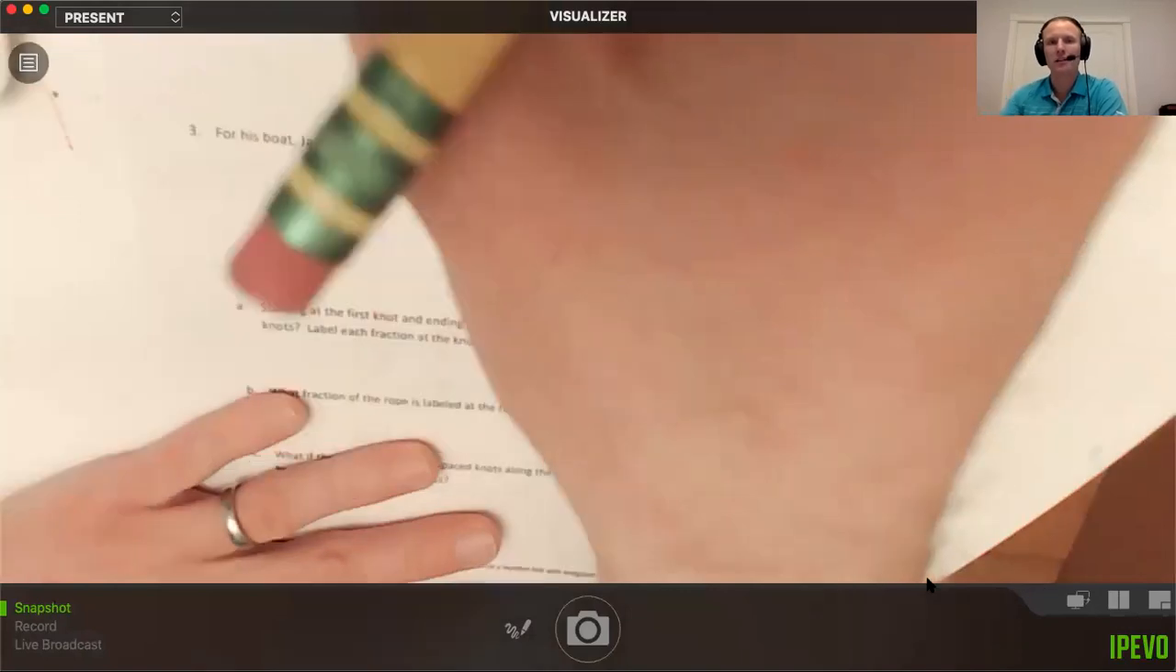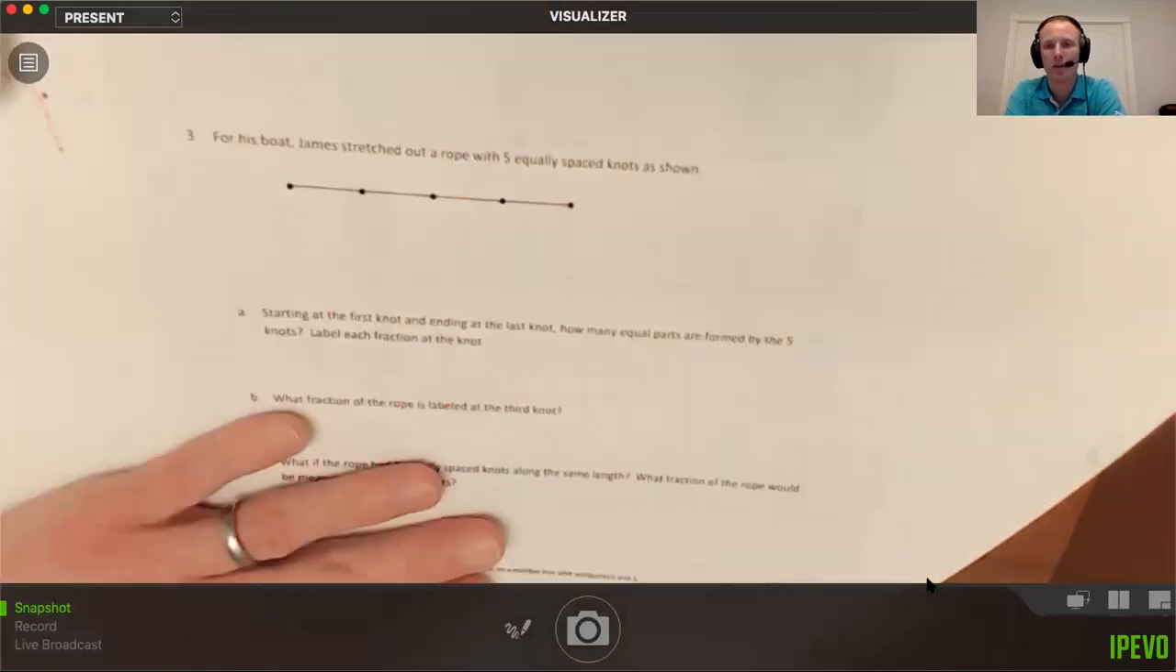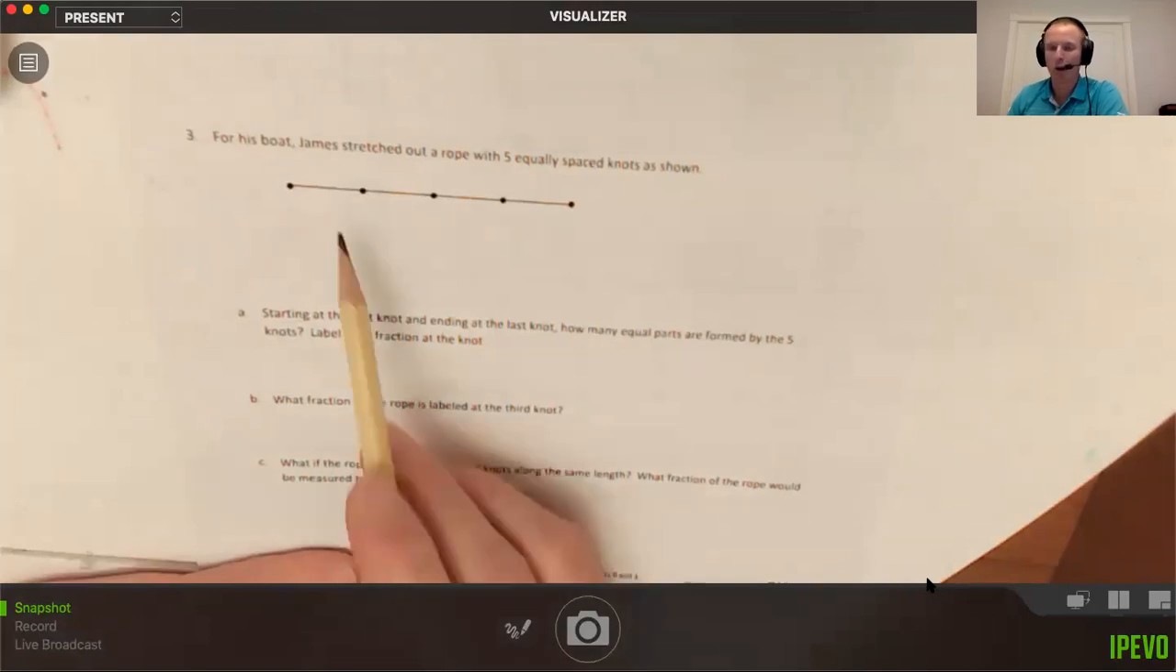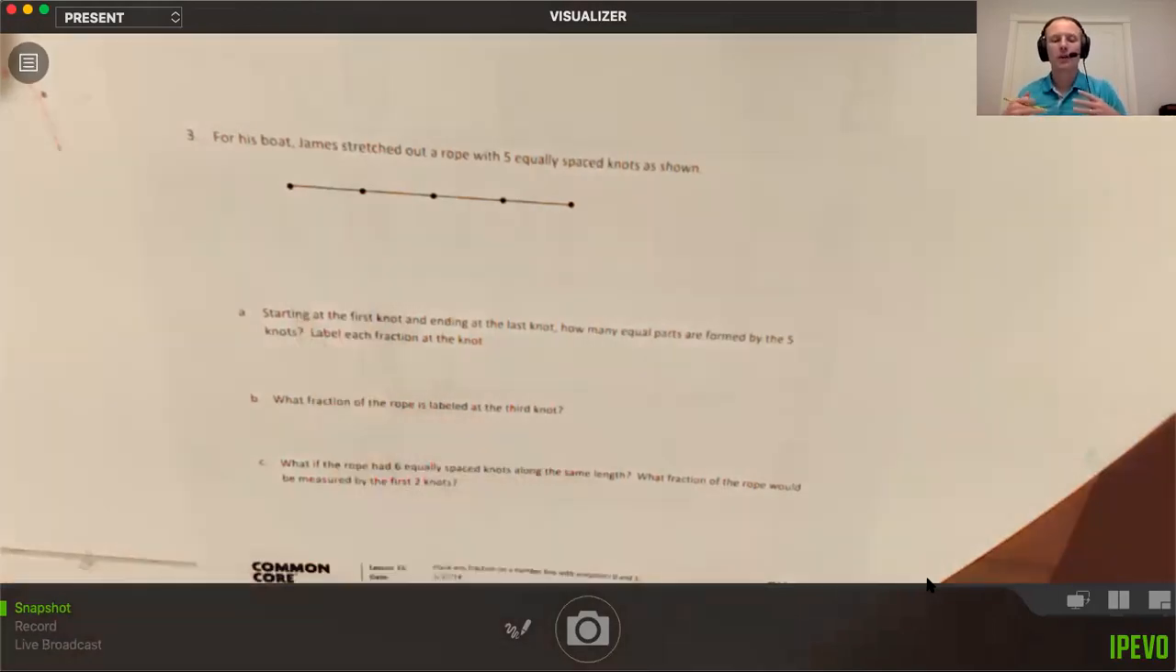All right, here's a classic 3rd grade problem that we get a lot of in our fraction unit. It says, for his boat, James stretched out a rope with 5 equally spaced knots as shown. We get this with either coat hooks or knots all the time. Those are the 2 types of problems we get with this. So starting at the first knot and ending at the last knot, how many equal parts are formed by the 5 knots? Label each fraction on the knot.